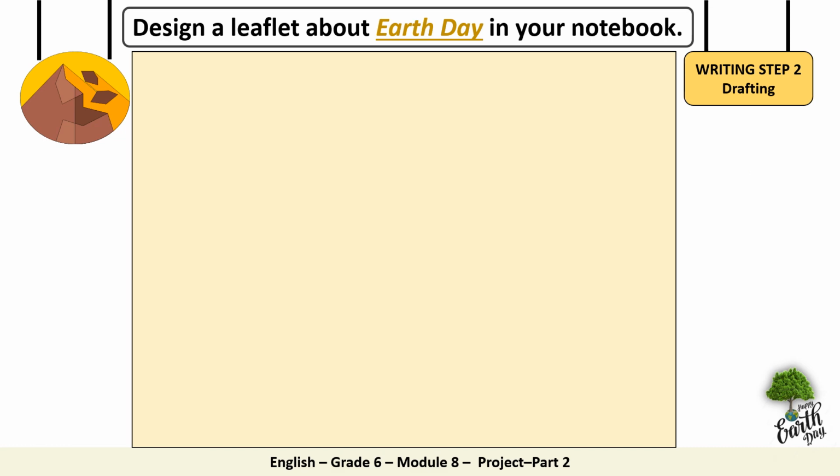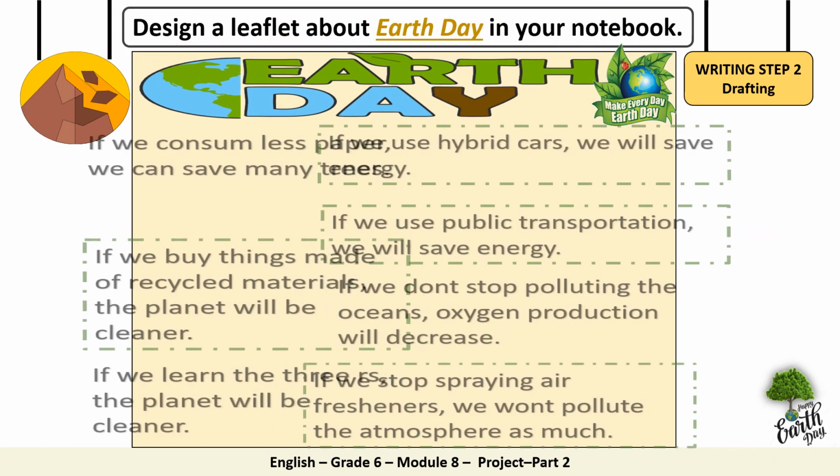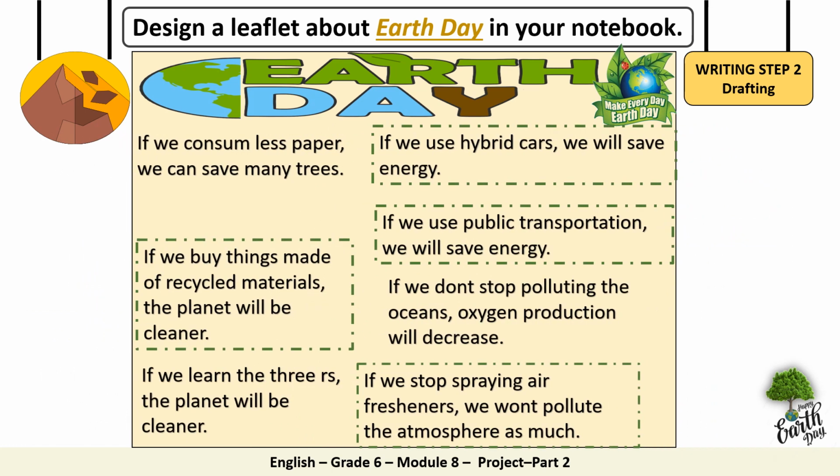Back again. Let's read your first draft together. Earth Day. If we consume less paper, we can save many trees. If we buy things made of recycled materials, the planet will be cleaner. If we learn the 3 Rs, the planet will be cleaner. If we use hybrid cars, we will save energy. If we use public transportation, we will save energy.